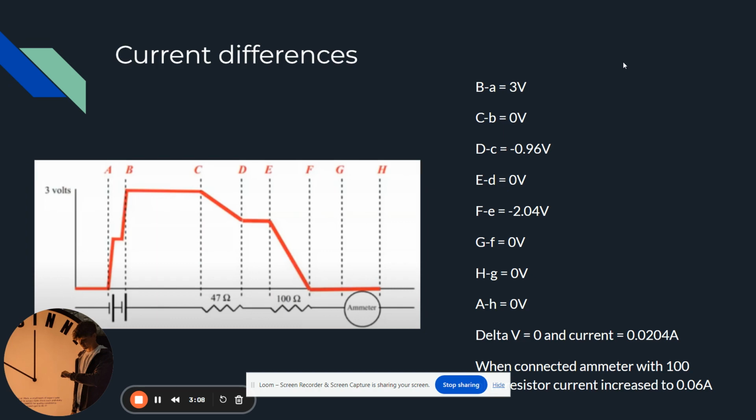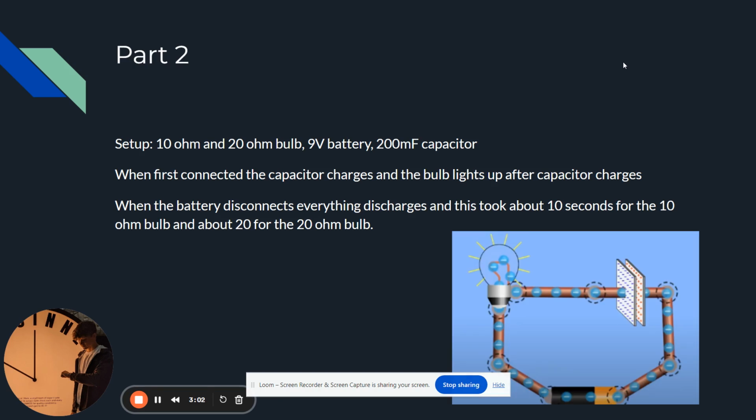And when connected to an ammeter with a 100 ohm resistor, the current increased to 0.06. So for Part 2, the setup was a 10 ohm and a 20 ohm bulb, a 9 volt battery, and a 200 mF capacitor.